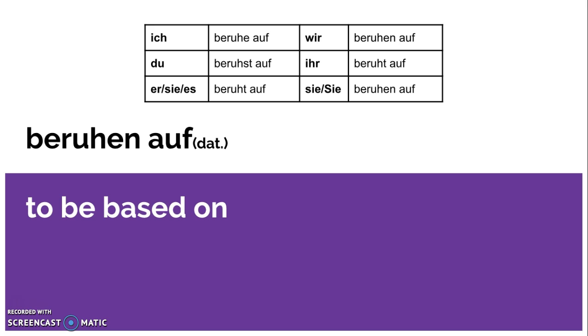Beruhen auf. This is not separable, it actually has an inseparable prefix, so the BE is the inseparable part. We're also using auf with it to say on, so this is to be based on. It is regular, so we have ich beruhe auf, du beruhst auf, er/sie/es beruht auf, wir beruhen auf, ihr beruht auf, und sie beruhen auf.